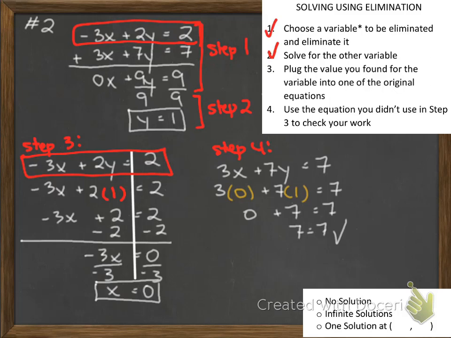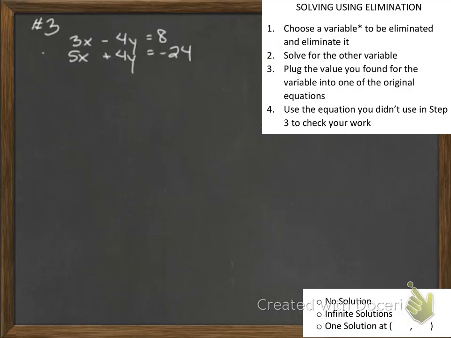Okay, so I do have exactly one solution. My x is 0 and my y is 1. Okay, remember, just because I got some number equal to itself doesn't mean I have infinite solutions, because why? Because it happened in step 4 when I was checking my work. It didn't happen in step 2 when I was trying to find x and y.